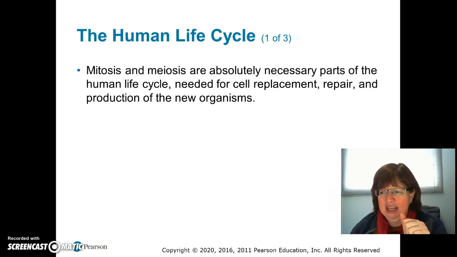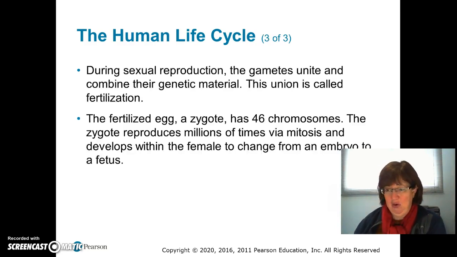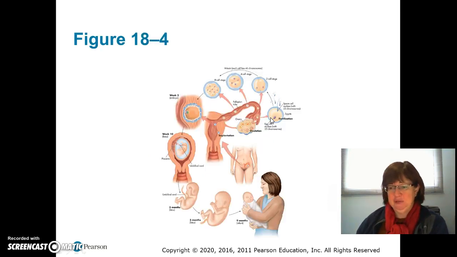Okay, let's look at the human life cycle. Mitosis and meiosis are absolutely necessary parts of human life. So you have cell replacement, you have repair, and then you also have the production of new organisms. Sperm and egg only contain half the chromosome number of the organism, and this is produced by the process of meiosis in what's called the gonads. And the gonads is a general name for the testes or the ovaries. Once the egg is fertilized, it is called a zygote, and a zygote again has 46 chromosomes.